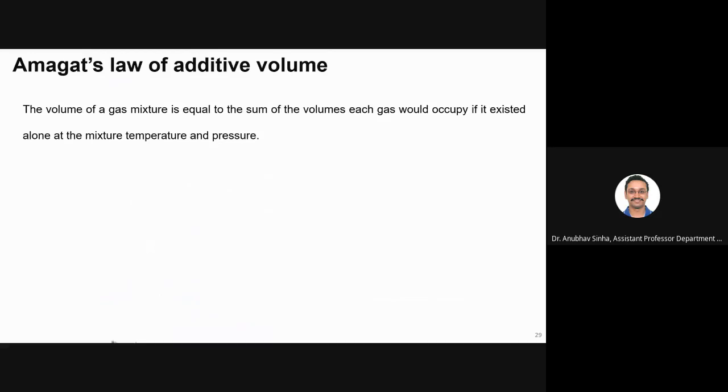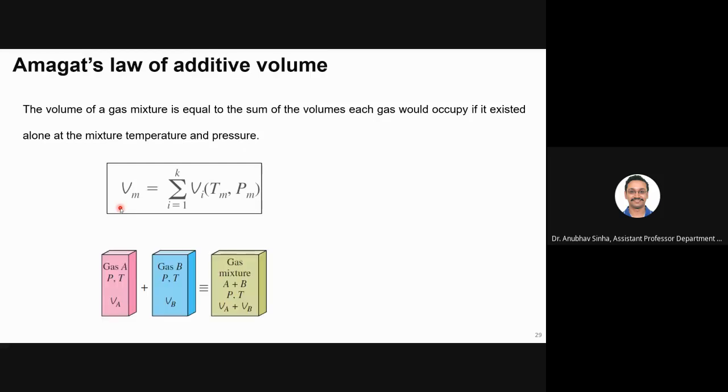So it says that if you have a gas mixture and you want to find the total volume of that mixture, then that total volume will be equal to the sum of each volume, the volume of each gas if that particular gas is existing alone at mixture temperature and pressure. So basically it says that you take volume for different gases and add, that will give you total volume of the mixture. Or let us say we have two gases at different volumes but same pressure and temperature.